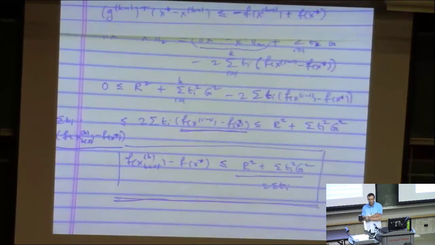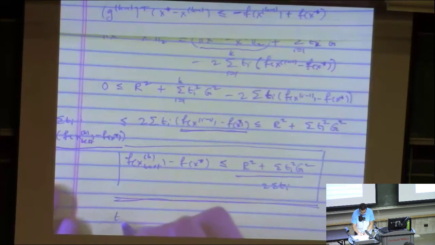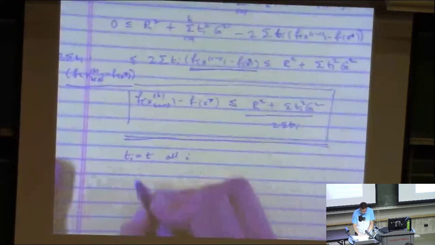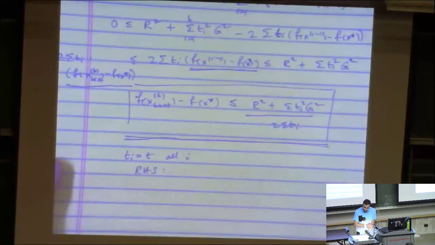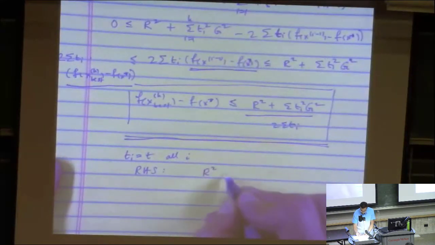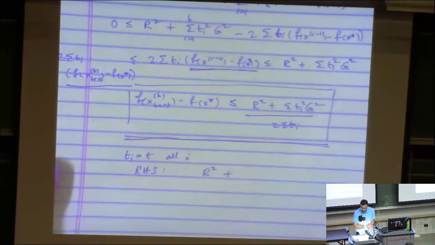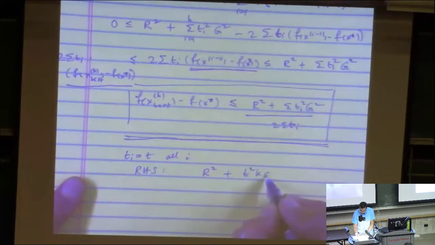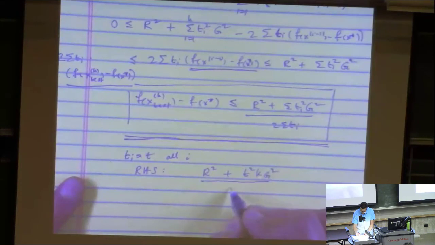we can actually exactly read off both theorems just from this basic inequality. So let's take t_i equals t for all i. Then the right-hand side here is just going to be R squared plus, well, this is the sum of t_i squareds from steps i equals 1 through k, but they're all the same, so it's just t squared k g squared divided by 2 times the sum of the t_i's. That's just t times k.